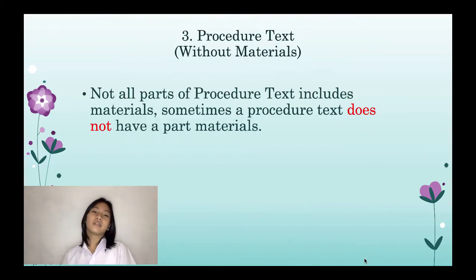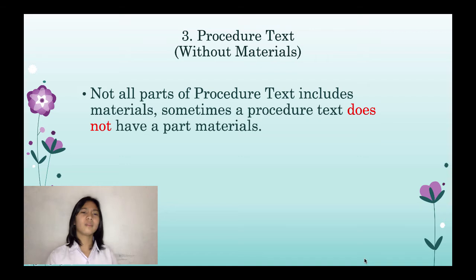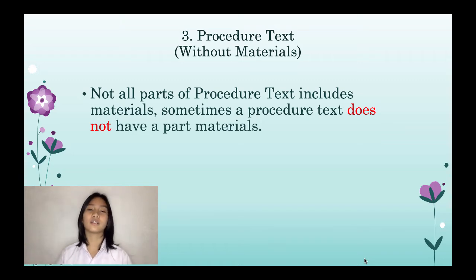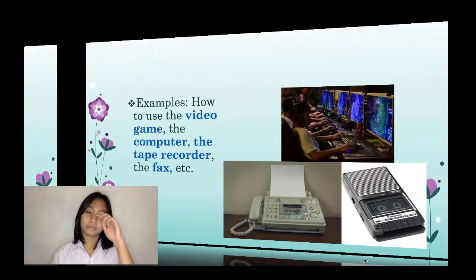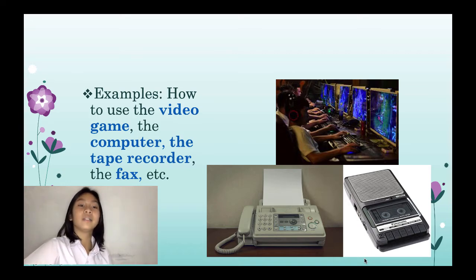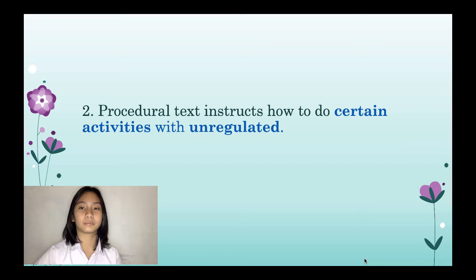Next, procedure text without the materials. Not all parts of procedure text include materials. Sometimes a procedure text does not have a materials part. There are three types of procedural text that do not use materials, namely, procedural text that identifies how something works or how to do the instruction manual. For example, how to use the video game, the computer, the tape recorder, the fax, and the rest.